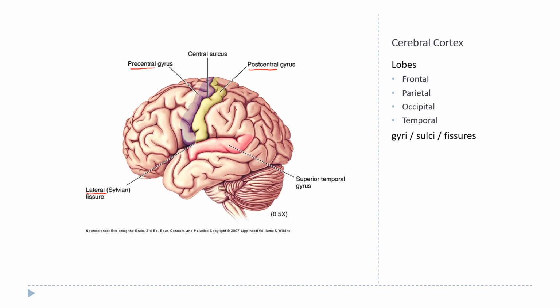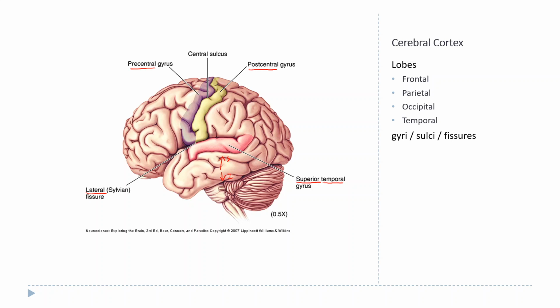Most of these gyri and sulci have names. Some of them we'll encounter as we go along. Most we won't, so we don't need to worry about them too much. But most of them are named after where they are. For example, this one here in pink is called the superior temporal gyrus because it's part of the temporal lobe, and it's on the superior side of the temporal lobe. Again, remember this direction is superior, and this direction is inferior. So up here we'd have the superior temporal gyrus, and there's also an inferior temporal gyrus as well.